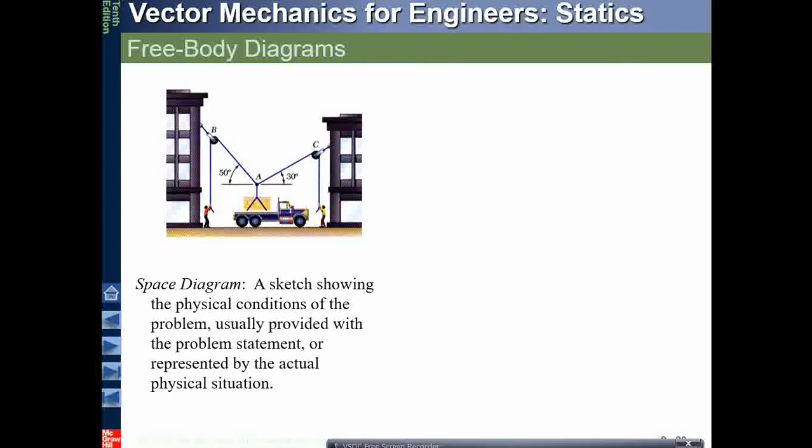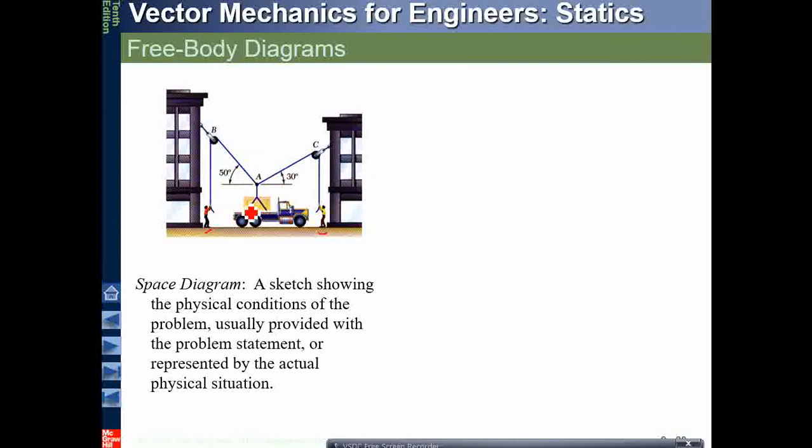Let's try to see a free body diagram of such examples. For example, this is a truck, and some material is being loaded on this truck by these two people with the help of these two pulleys. Just try to imagine the free body diagram of such a situation. The important thing in this is not the truck or these two people. The important thing is this pivot point A, because this is carrying a load in the downward direction, and the two tensions on this string, AB and AC.